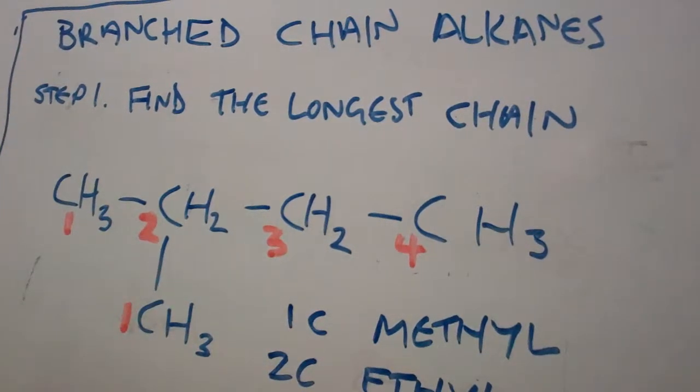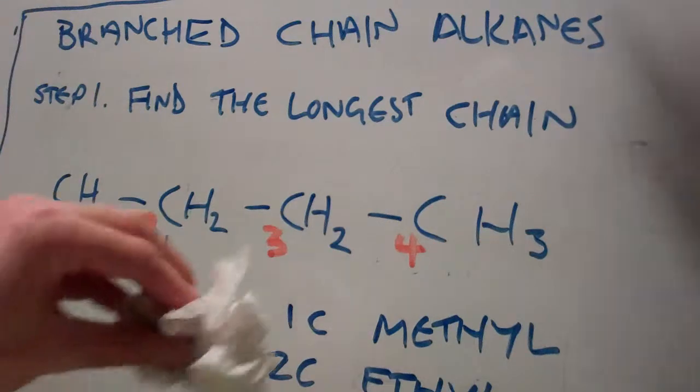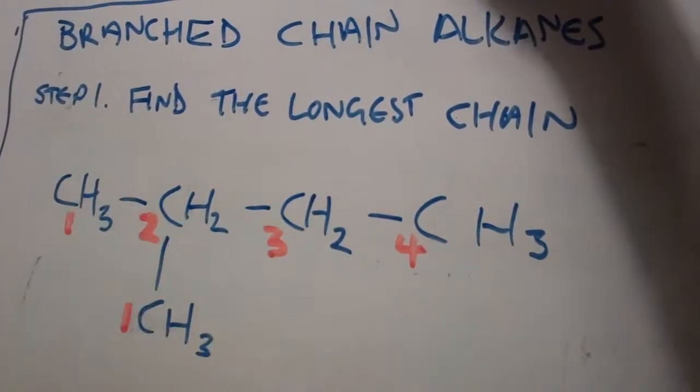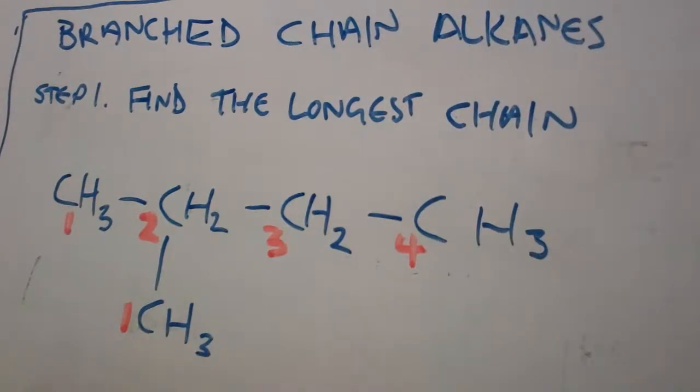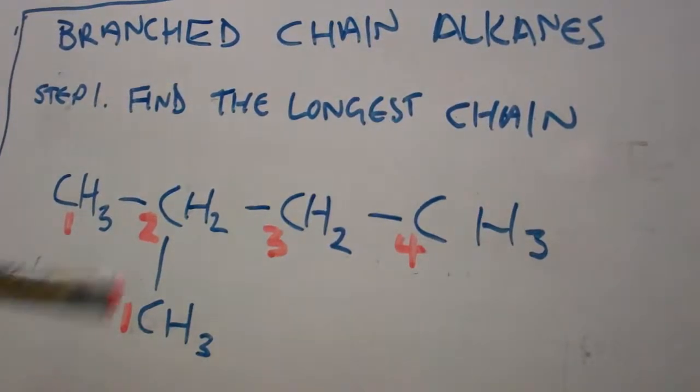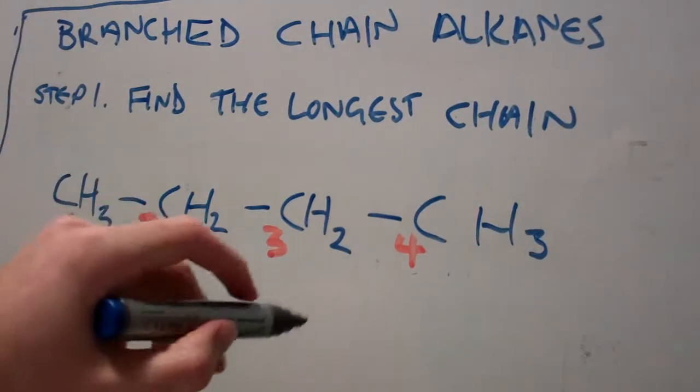So for our molecule here, we find the longest chain. The longest chain of carbons is 4. That means this is a type of butane, right? And then we count how many carbons there are in the branch. If we use this bottom one as the chain, there's only 1 carbon in the branch, therefore it is a methyl butane.